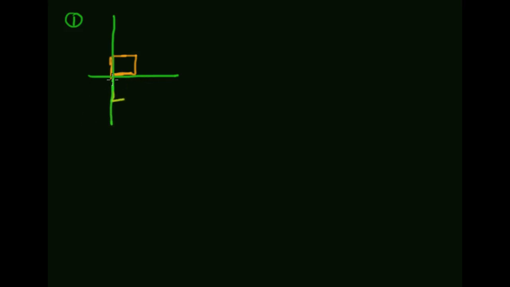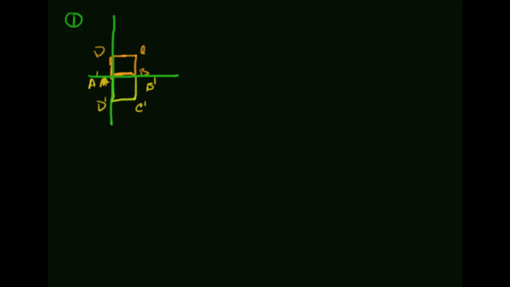So if I reflect this over the x-axis, I just get the square there. So in the original, this would be A, B, C, D. The new locations would be A prime, B prime, C prime, and D prime.